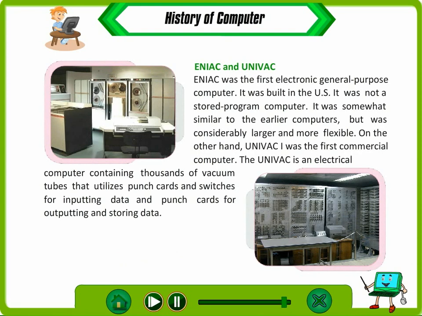ENIAC and UNIVAC. ENIAC was the first electronic general-purpose computer. It was built in the US. It was not a stored program computer. It was somewhat similar to the earlier computers, but was considerably larger and more flexible. On the other hand, UNIVAC I was the first commercial computer. The UNIVAC is an electrical computer containing thousands of vacuum tubes that utilize punch cards and switches for inputting data and punch cards for outputting and storing data.